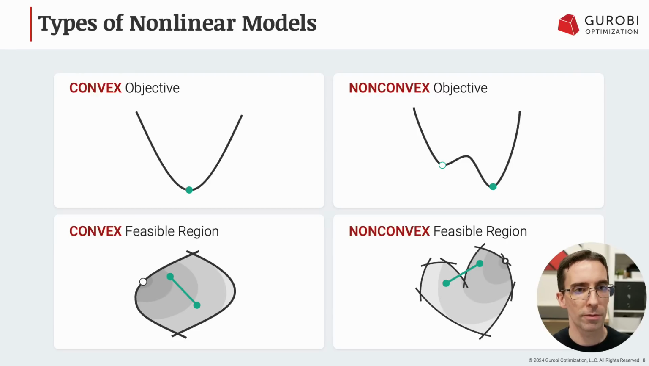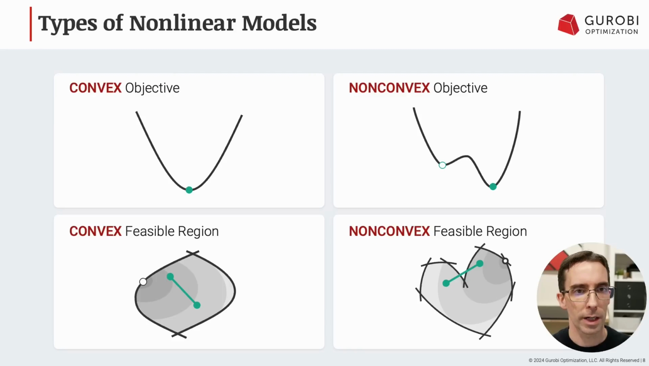Next, let's look at some feasible regions. A convex region is one where if you pick any 2 points in the region and draw a line segment between them, the entire line segment will lie entirely within the feasible region. Although it may have a curved boundary, this property of convexity can be helpful for many algorithms.